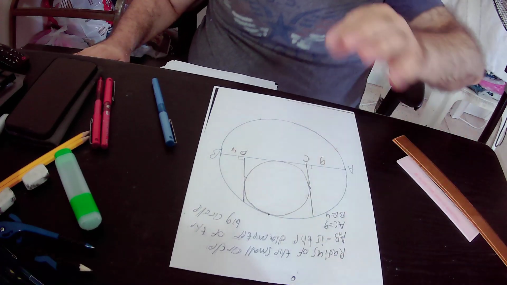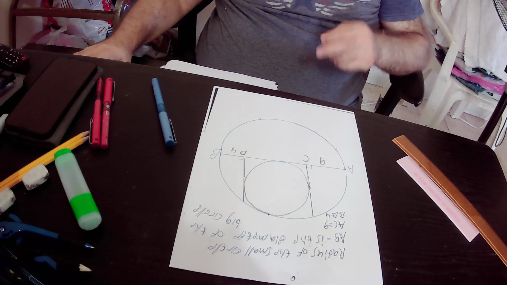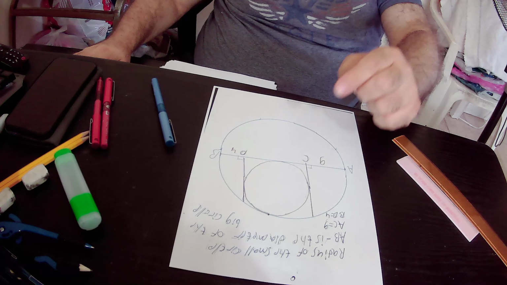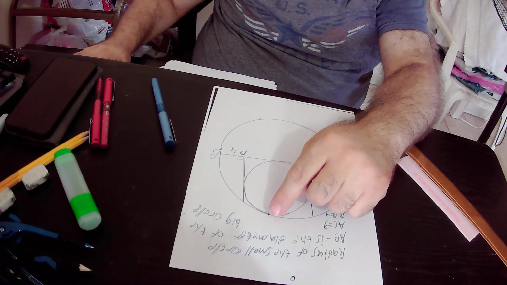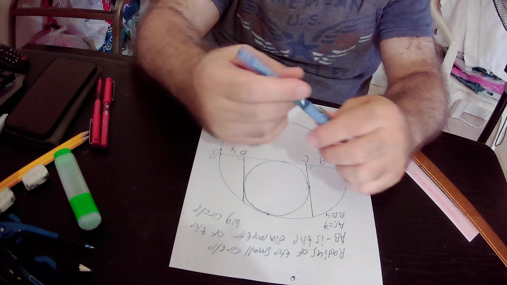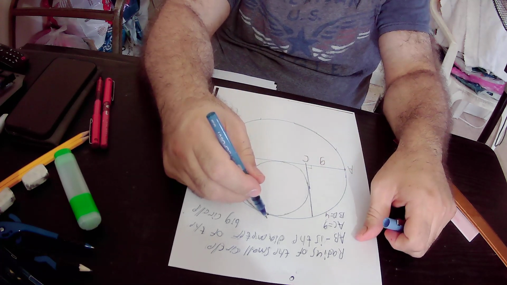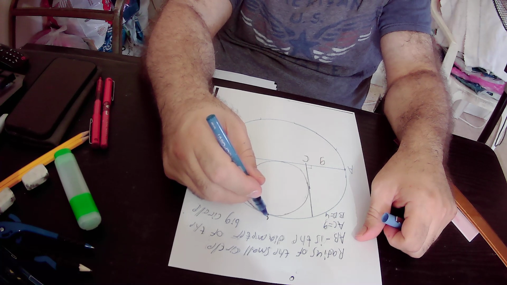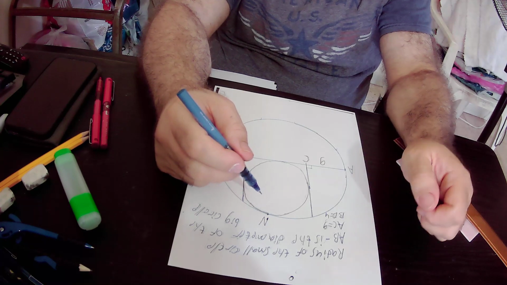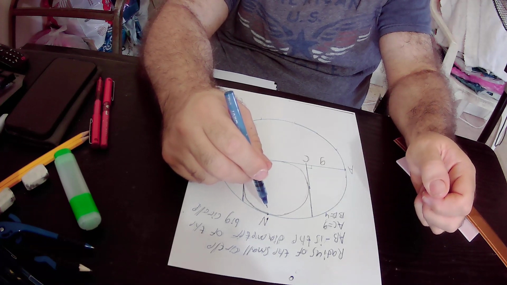Hello, in this lecture we will find the radius of the small circle. In the drawing we have two circles with an internal tangent between them at this point. Let's call the point of contact between those two circles point N. At point N they touch each other.